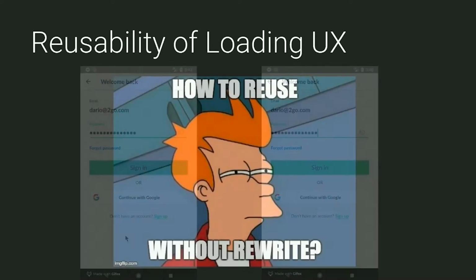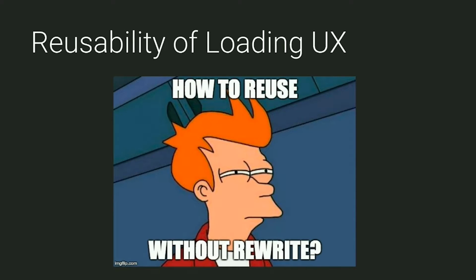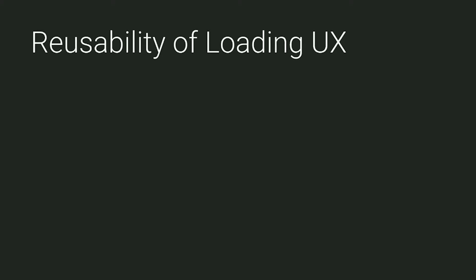So the question is, how do we reuse code without rewriting it? Obviously, there are thousands of answers to this question. There is no perfect answer. We came up with our own strategy, and that's what I'm going to describe from now on. So first step, if you think about reusing something like a loading UX, is to think about what is the behavior that you want to reuse. So as we just said, the behavior in this case is the ability of showing a loading message.